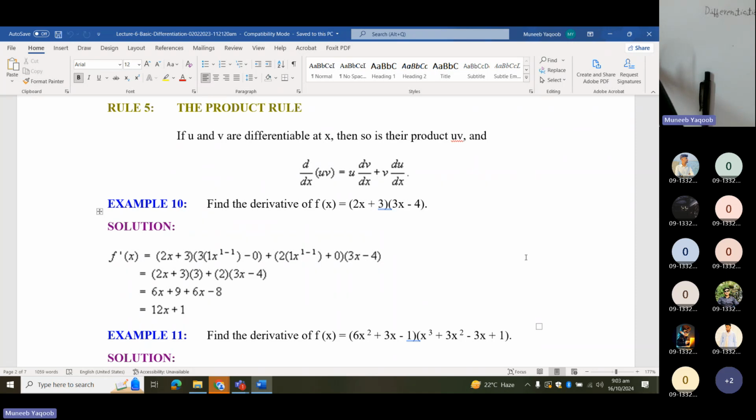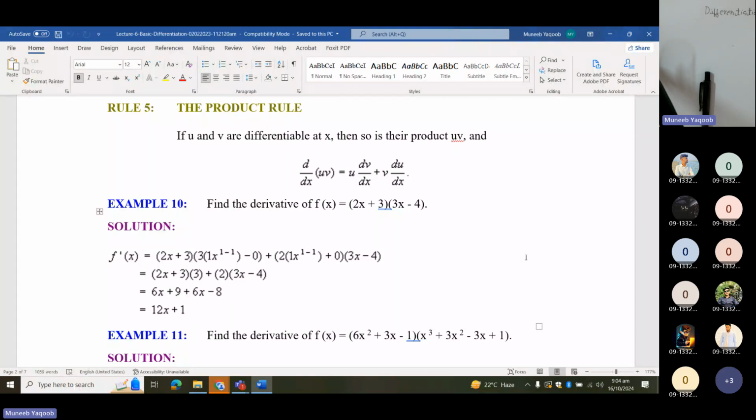Now, if we multiply the polynomials, 2x multiplied by 3 is 6x and 3 multiplied by 3 is 9. Similarly, 2 multiplied by 3x is 6x and 2 multiplied by minus 4 is minus 8. So we will collect the similar terms, 6x plus 6x will make 12x, and then we will subtract 8 from 9, so it will give us 1.